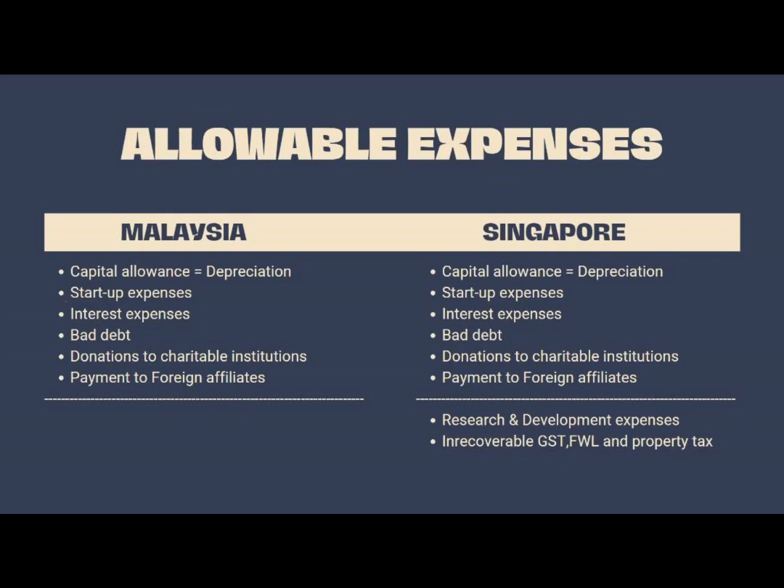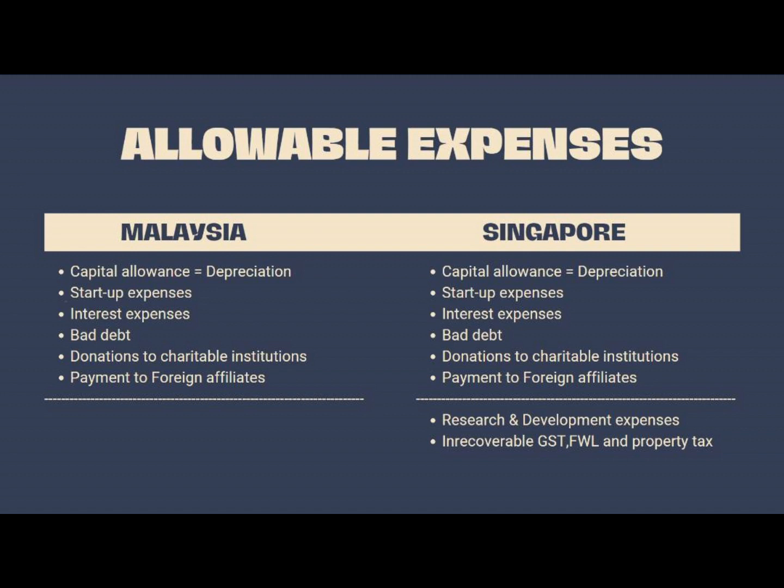Next is the corporate allowable expenses. Malaysia and Singapore also have the same allowable expenses, which are capital allowance, start-up expenses, interest expenses, bad debt, donation to charitable institutions, and payment to foreign affiliates that can be deducted from taxable income. Other than that, Singapore also has research and development expenses that can be deductible.